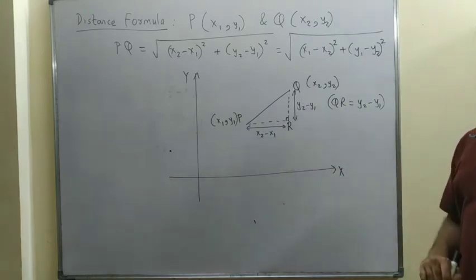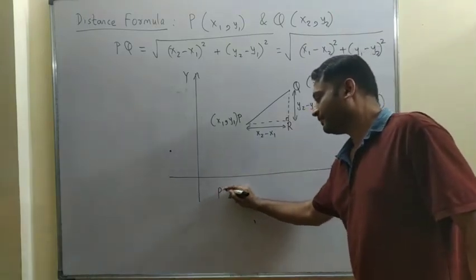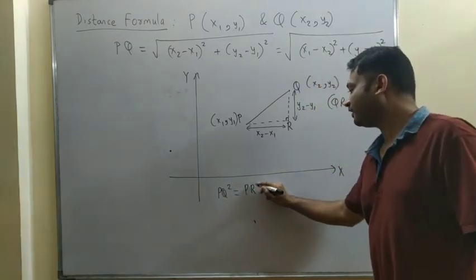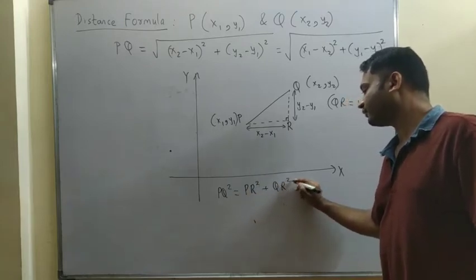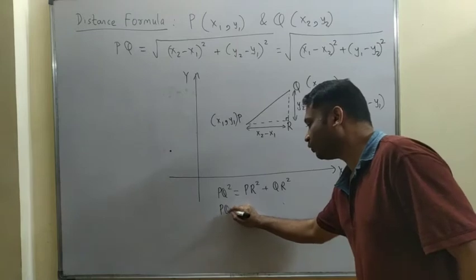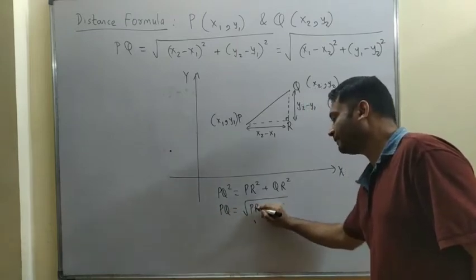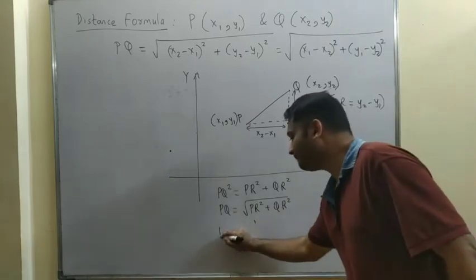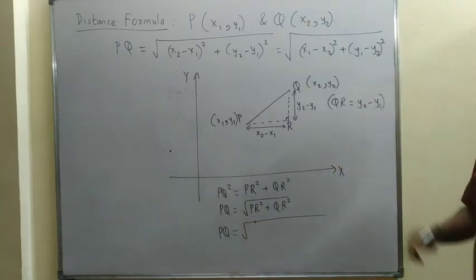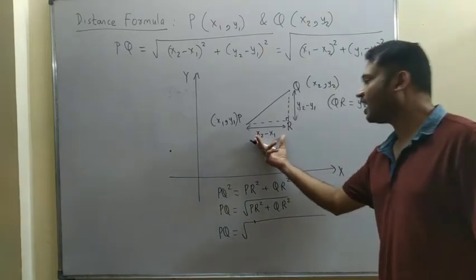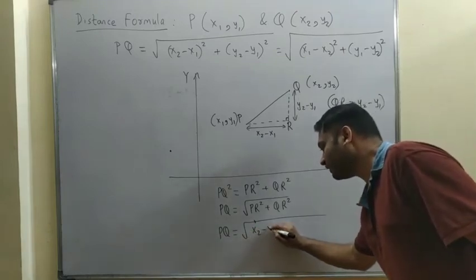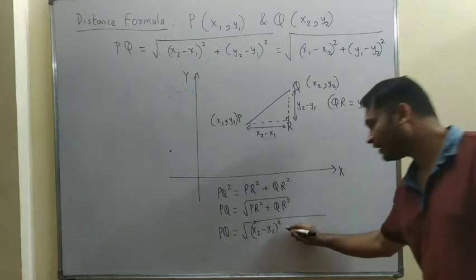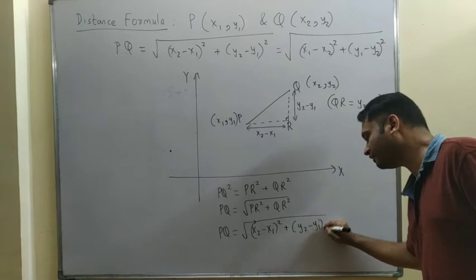So, by Pythagoras theorem, now we can easily say PQ square is equal to PR square plus QR square. So we can say PQ is square root of PR square plus QR square. So we can say PQ distance comes out to be square root of PR square. What is PR? It is x2 minus x1. So we can say PQ comes out to be square root of x2 minus x1 the whole square plus y2 minus y1 the whole square.